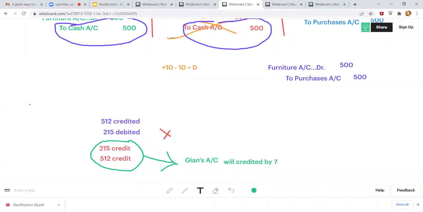That is 727, right? After the addition of 215 plus 512, it will be 727. So Jian's account will be credited by 727. And as we know, this is the error which is related to a one-sided error. This is the one-sided error. So here we have to open a suspense account.